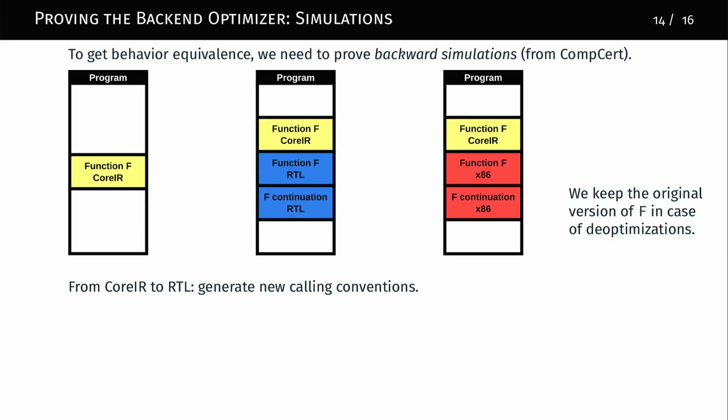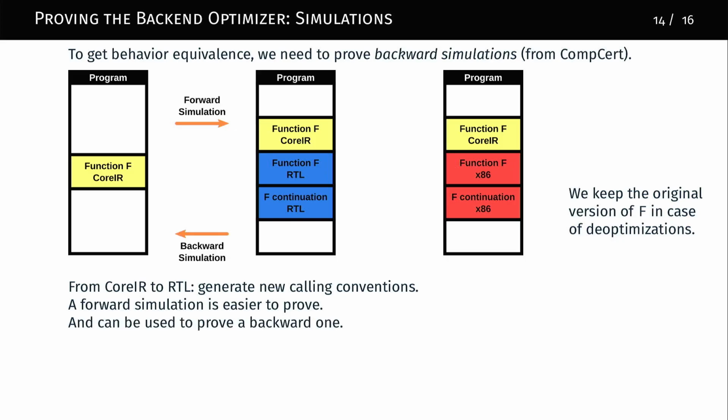About the proof, we are doing it in two steps for the backend. The first step generates several RTL programs with our custom calling conventions. This we can prove with a forward simulation, which is in general much easier than a backward one. Next, we can use a theorem from CompCert to generate a backward simulation for that same pass. And so we get this kind of backward simulation that gets us the preservation of observable behaviors.